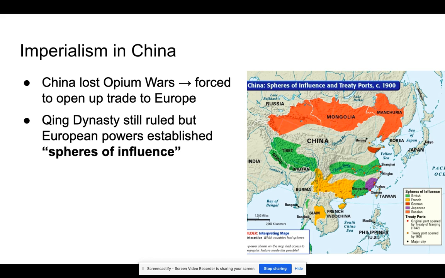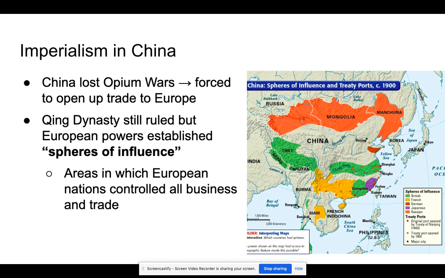The Qing dynasty was ruled by the European powers and they established a sphere of influence. What this means is that these were areas in which European nations controlled all business and trade. So China no longer had as much say as they used to have when it came to talking about trade and who they got to trade with and who they were doing business with. And remember, China didn't want this to happen, so they're still very upset.